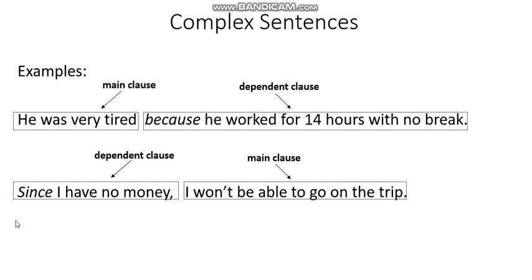Next complex sentence. Since I have no money, I won't be able to go on the trip. Since I have no money, well, that's not a complete sentence. It can't stand alone. It's our dependent clause. I won't be able to go on the trip. This can stand alone. Therefore, it's our main clause. Also, look at the words because and since. They show you that these are the dependent clauses as well.